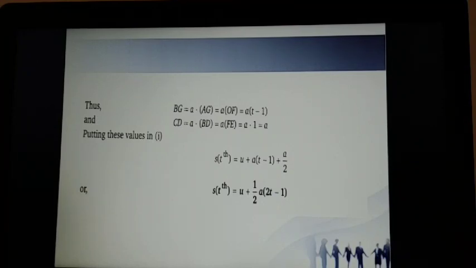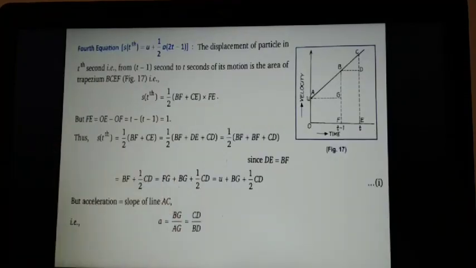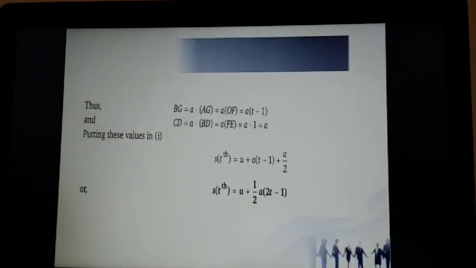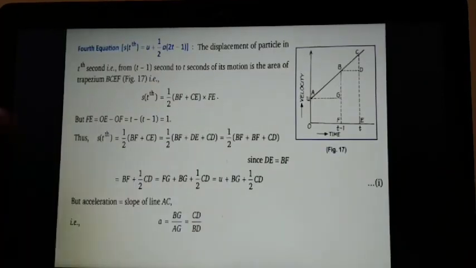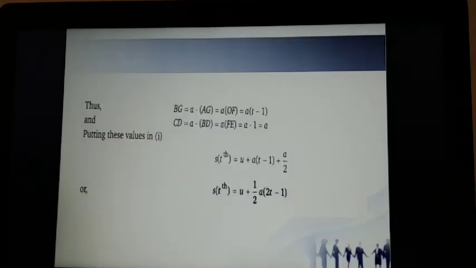And from the second part, A is equal to CD by BD, we can write CD is equal to A into BD. From the diagram, BD is equal to EF, and we have already got EF is equal to 1. So that will become simply A. Hence, CD will become A and BG will become A into t minus 1.